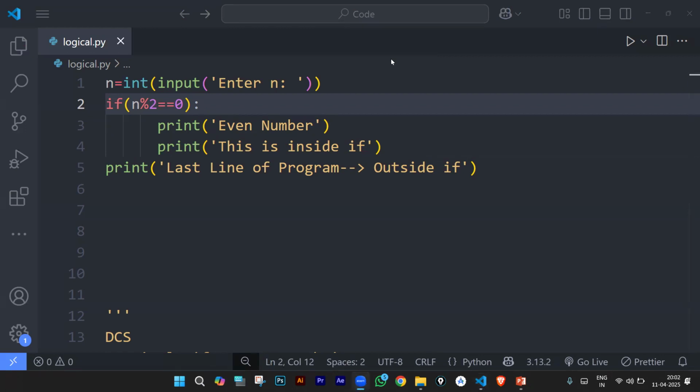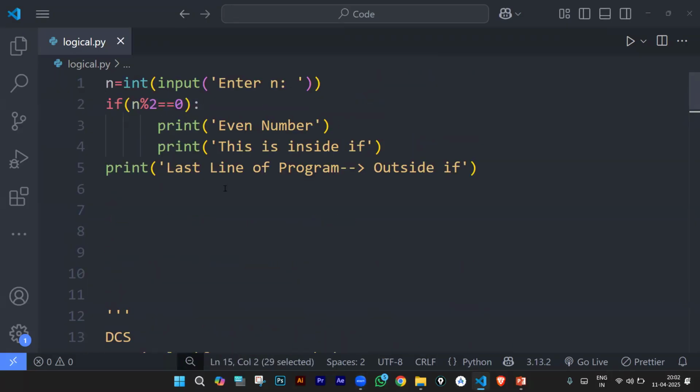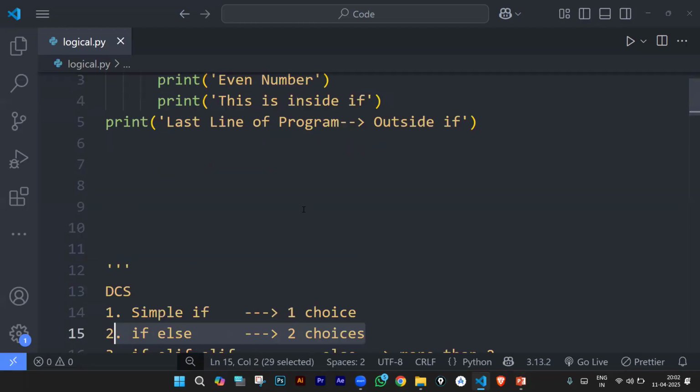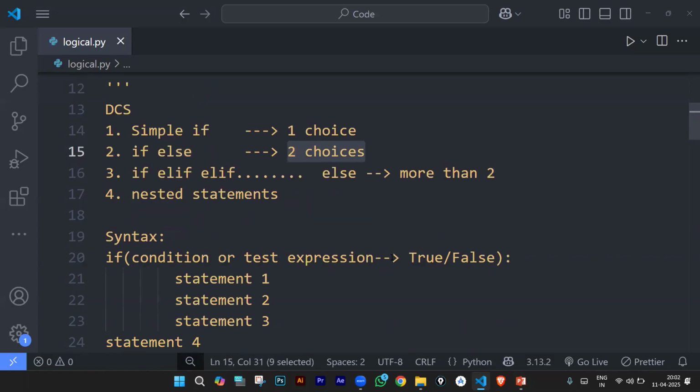Right. Very good. Now let's go with if else. You see, we have been only working for even number. If the number is not even, then definitely it's odd. So how many choices do I have to make? I have two choices. A number can be either even or odd. So let's go with the else one.